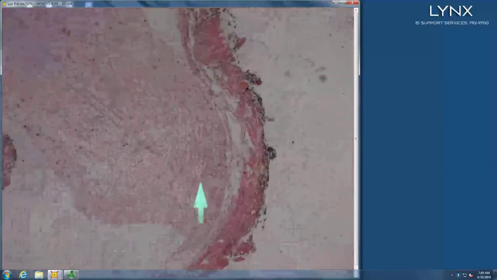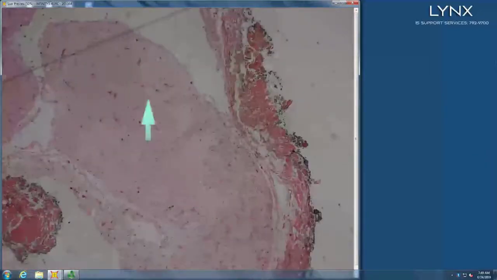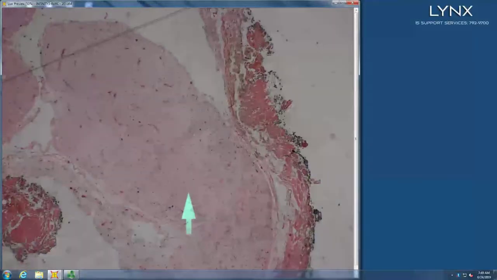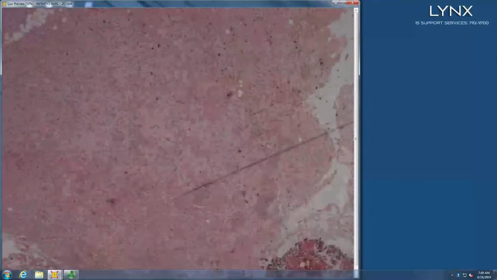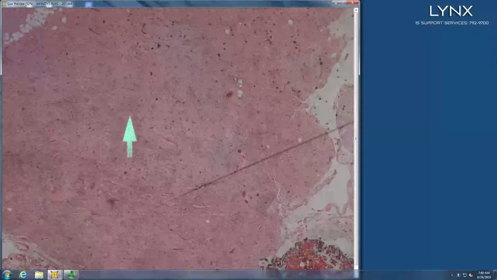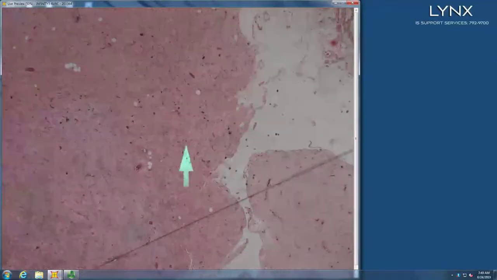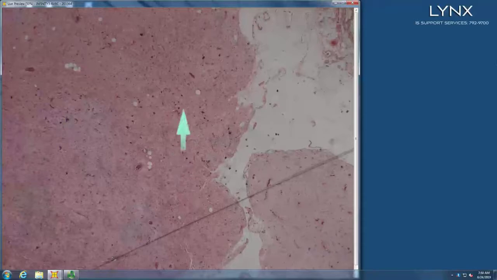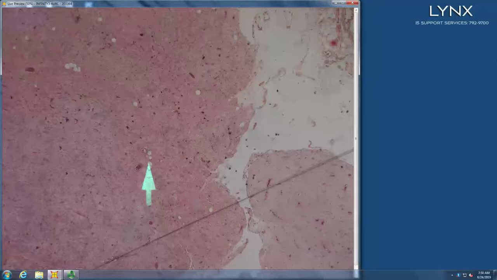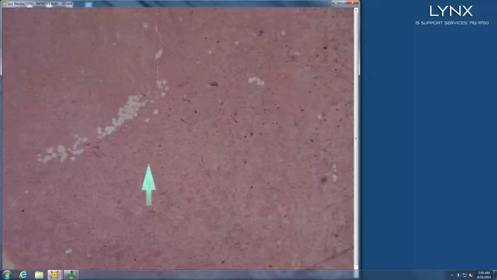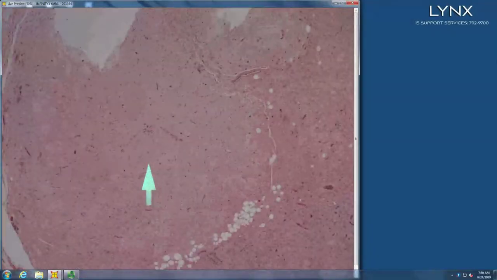It's a well-circumscribed nodule, and it has myxoid areas, mm-hmm, and it has spindle cell areas, and it has little bits of ropey collagen in it, and it has lipocytes. Spindle cell lipoma, and this one is just a so-called low-fat, mm-hmm, spindle cell lipoma.